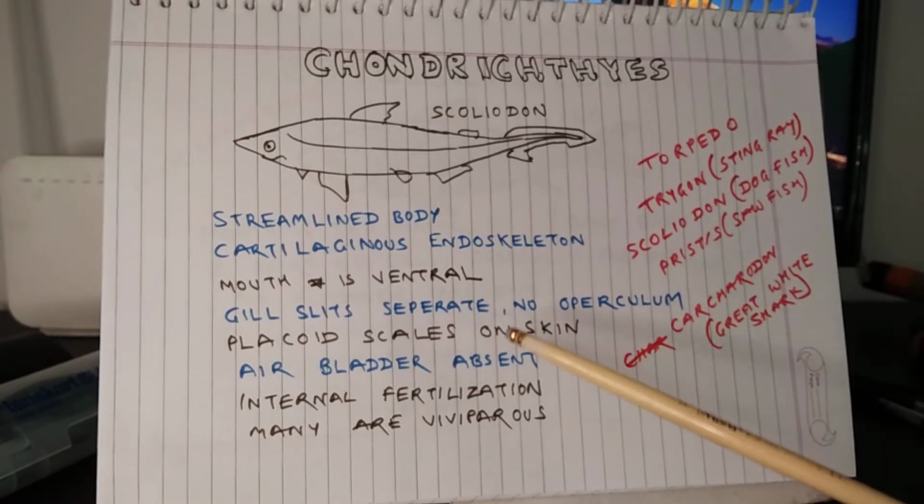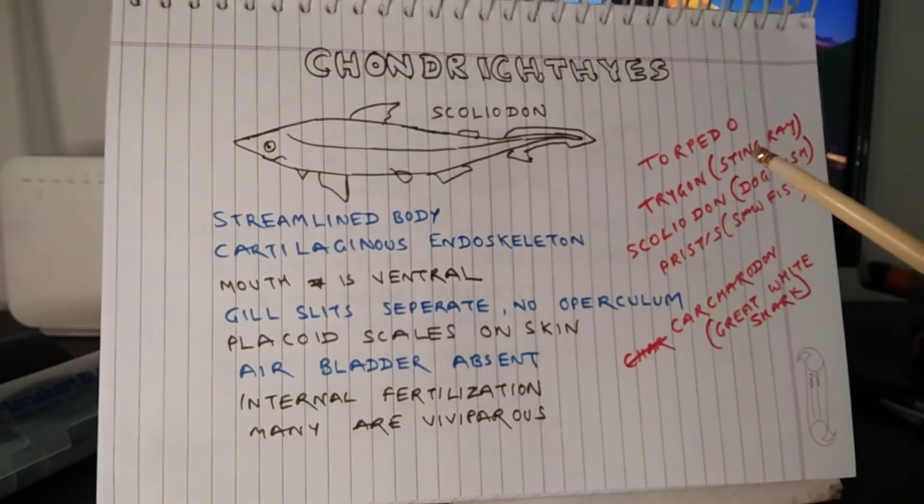These animals have placoid scales on the skin, and the placoid scales are directed backwards. Because of this, when you caress one of these animals from front to back, the skin will appear smooth, and if you caress the animal in the reverse direction, it will feel like sandpaper.